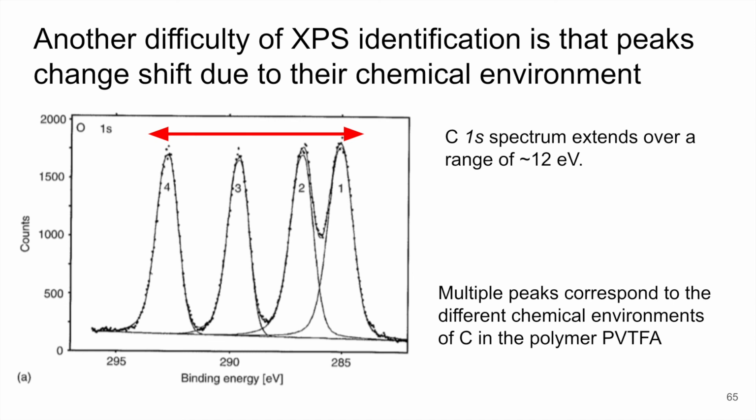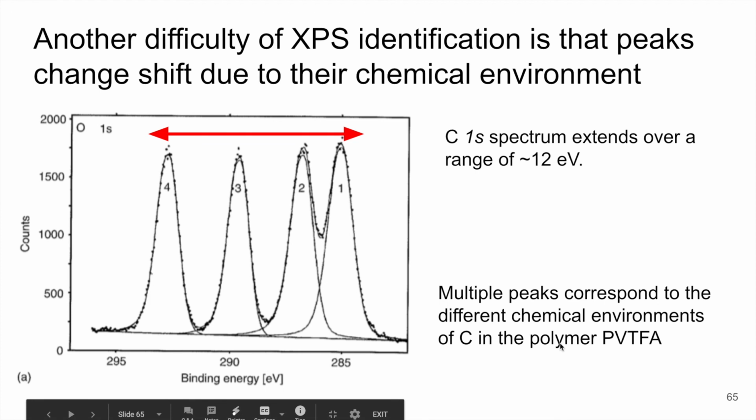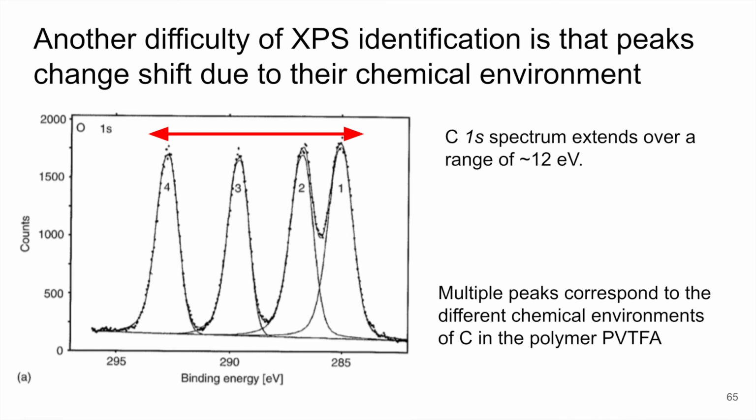But it can shift. So the example here is that carbon is actually a part of this polymer PVTFA. And so in polymers, we know that there are different bonds of carbon, the carbon backbone, but then there's also carbon with the side groups and so forth. And so that's what we're seeing here, those 4 different environments of carbon in this polymer.